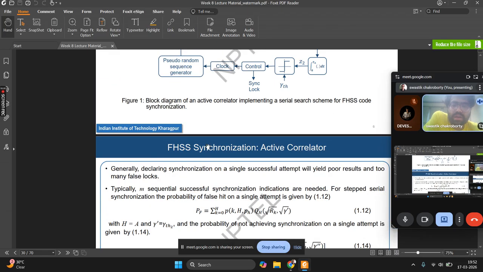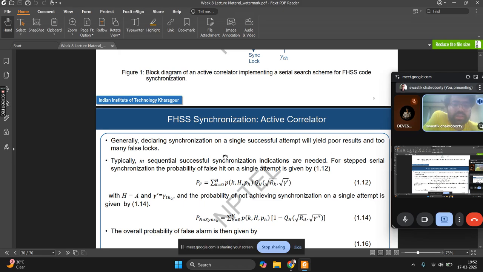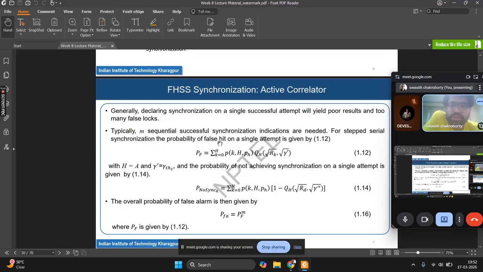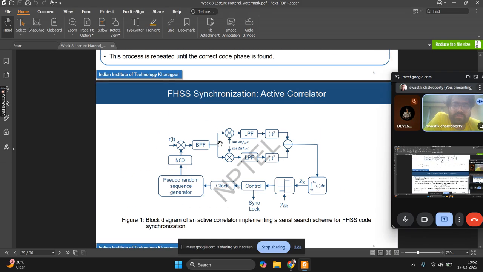Generally, declaring synchronization on a single successful attempt will yield poor results and too many false locks. Of course, if you run only once, you are starting from a particular seed value, and that value may be 100% mismatched to what is coming. So to synchronize the entire code in one run is very tough. So of course you have to do multiple runs. Typically, m sequential successful synchronization indications are needed.